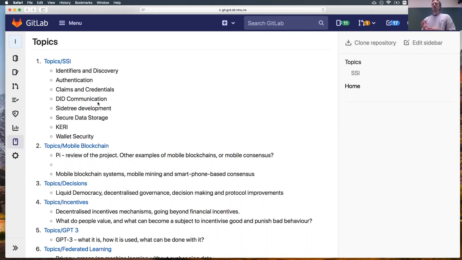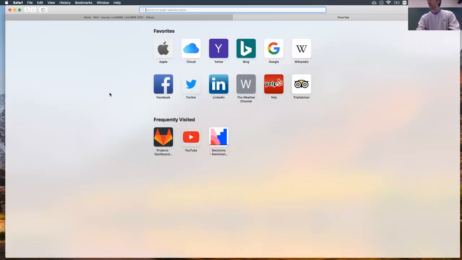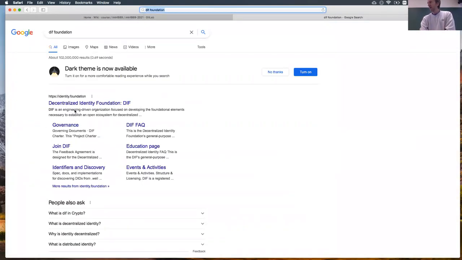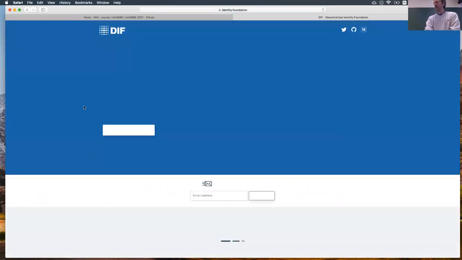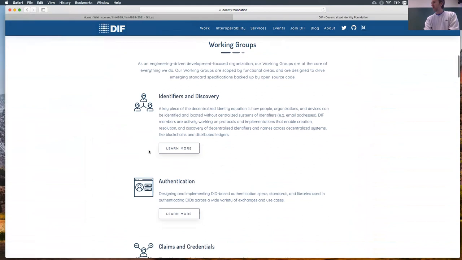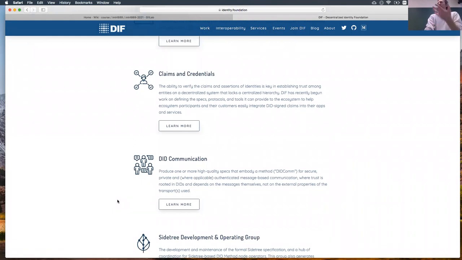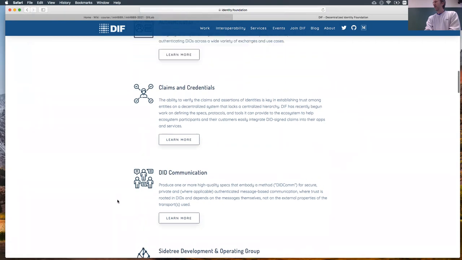And because we had a generic introduction into SSI last semester, this semester we can dig deeper into particular specifics. And each of them has a working group. So if you go to the DIF foundation, they have a very well structured approach, and they have those working groups. Each of those is a working group, and you can learn more, you can read the specifications, you can dig deeper, and you can actually join the group and start participating and seeing what they are doing.